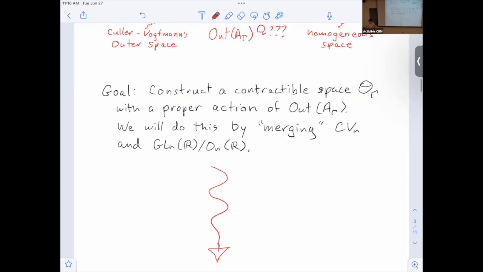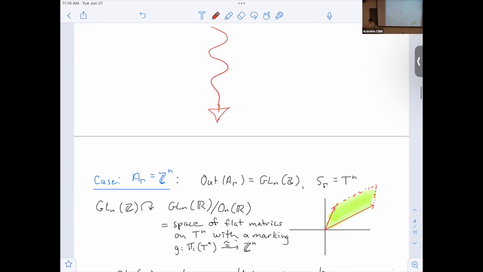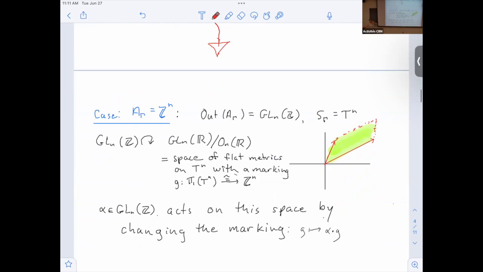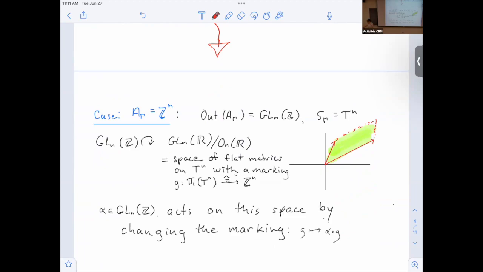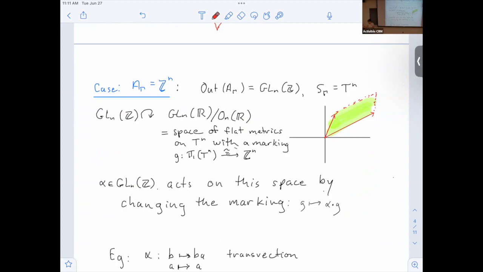Any questions so far? Okay, so let's start with the case where my gamma is a clique. So my right-angled Artin group is just a free abelian group. And in that case, Out of A_gamma is just GL_n(Z), as we said before, and the Salvetti complex is a single torus.